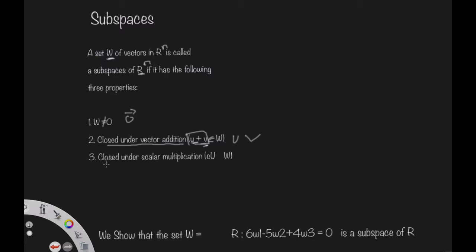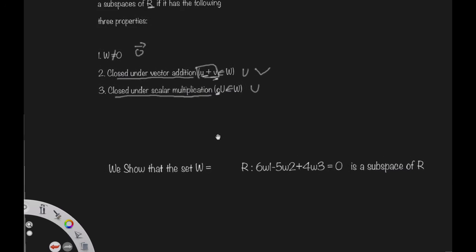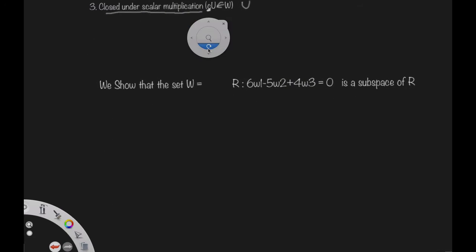And the third one is closed under scalar multiplication. If we have any vector u and we multiply it by any scalar number, it has to belong to W. If W holds all of these properties, or axioms, of a subspace, we can say that this is a subspace of Rn. Okay, we will show you an exercise to help understand this case.